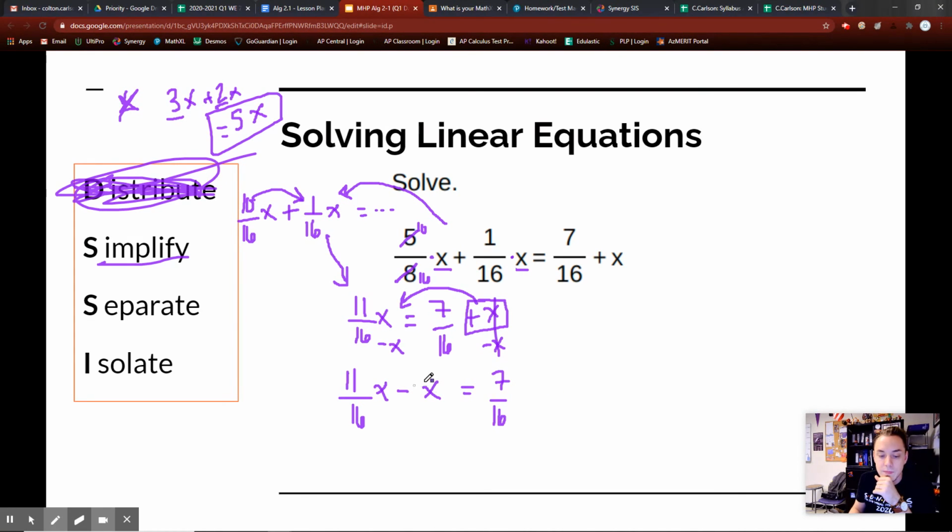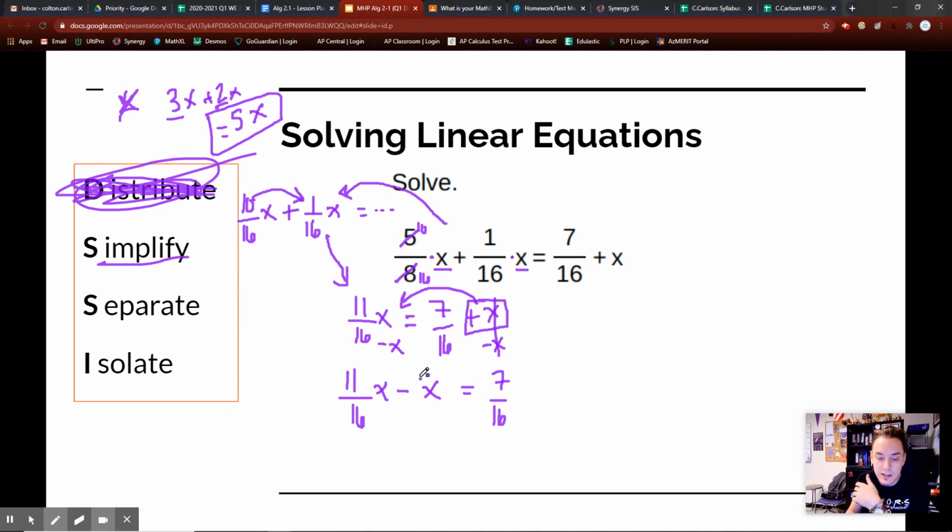Okay? See, the minus x is now over here and not there. It's magic. Okay, so how I combine these, don't freak out. They're still the same like term. So how I combine them is, again, common denominator.